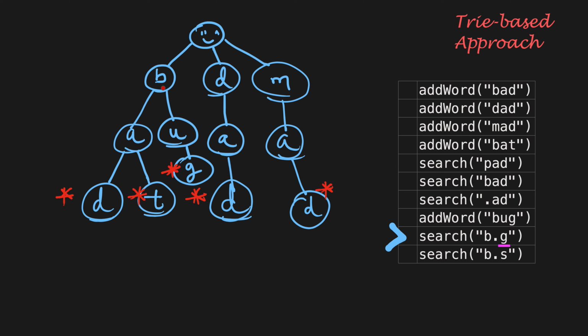So this path is a success and hence we return true. And because the recursive call for the node U path returned true, the original search for b.g succeeds as well, and hence we will return true. Now let's look at the case when the search will fail.